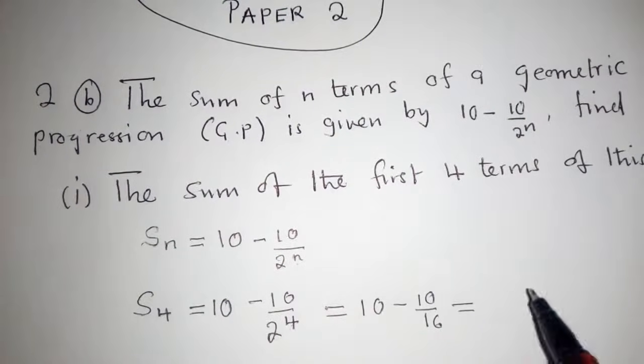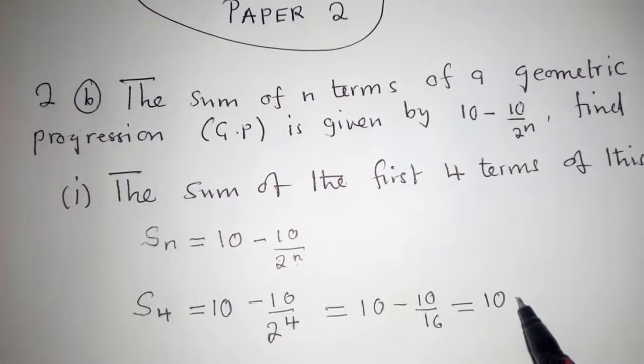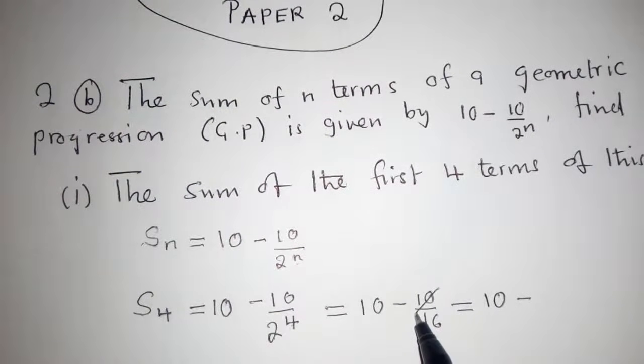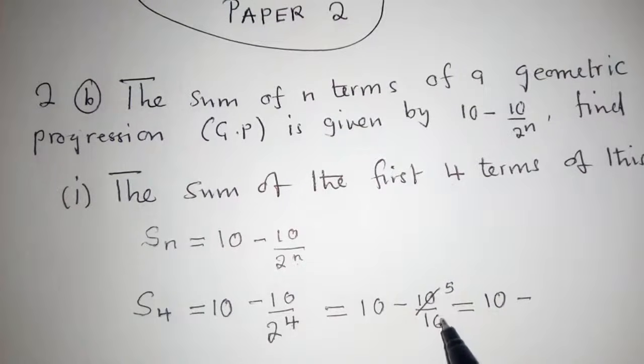And then here we can reduce the values. We know that 2 can go into 10 how many times? 5 times. And 2 into 16 how many times? It will be 8. So it will be 5 over 8.